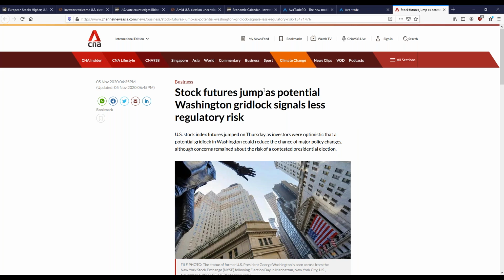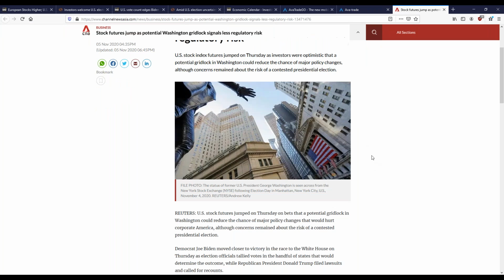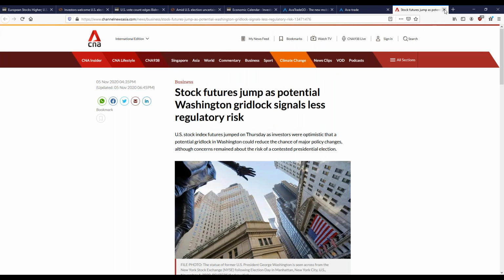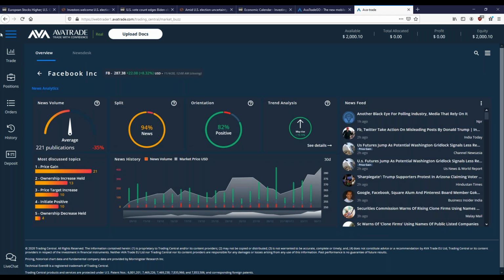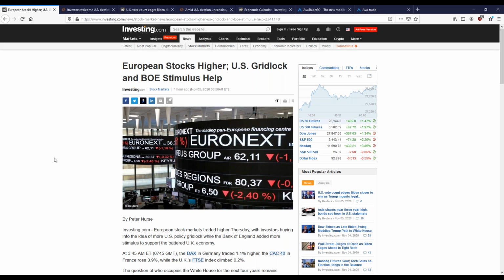And so the headlines tell you that. Read through the article. This is what they explain. And you can look through all kinds of fundamental news through this feature. Now, if you want to do your own search, which I did, I pulled up articles myself as well outside of the platform. And you take a look, first thing on investing.com, what do you see? European stocks higher, and they say one of the reasons, US gridlock.